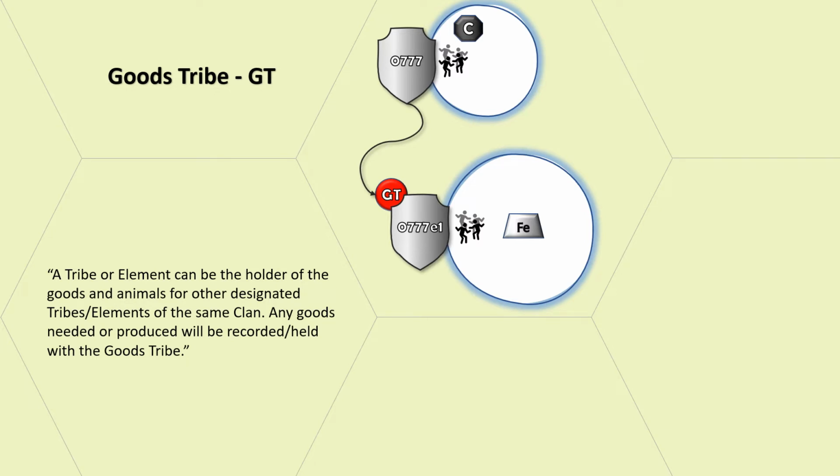where in this case the bottom unit 077E1 becomes the goods tribe for the tribe at the top 0777. Once that goods tribe relationship is in place, what it does is effectively create a kind of tunnel between the two inventories. And as soon as that happens, anything that's held by the non-goods tribe gets transferred to the goods tribe, apart from people. So people stay with the original tribe, and that makes sense. Otherwise, that tribe would disappear.